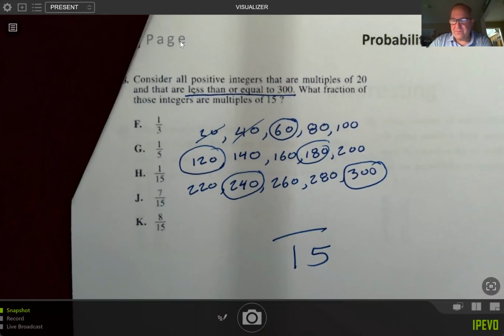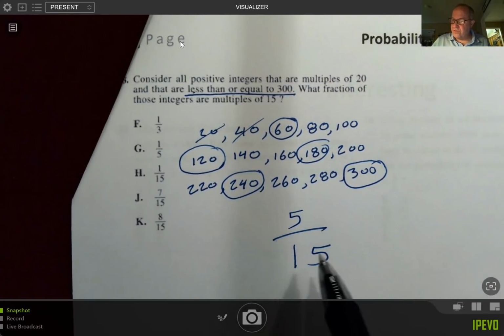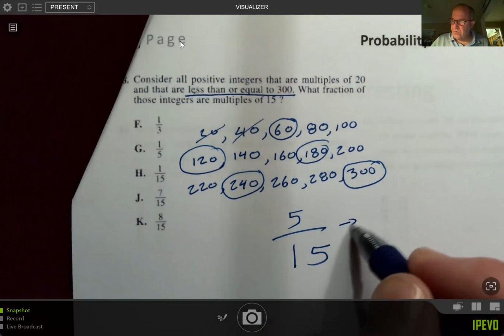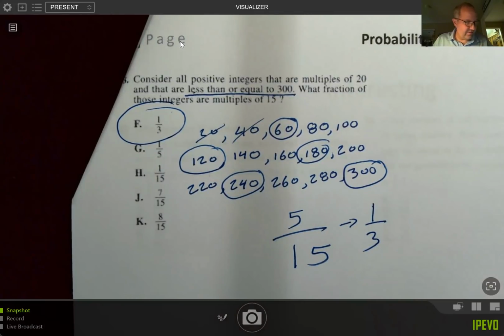Looks like there's 5 of them. 5 out of 15, which reduces to 1/3, which is choice F.